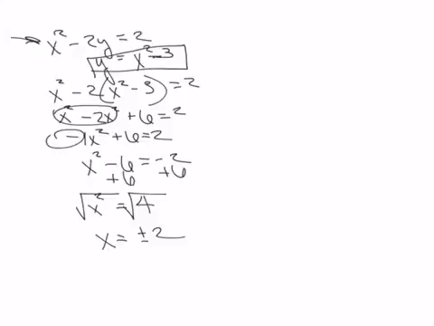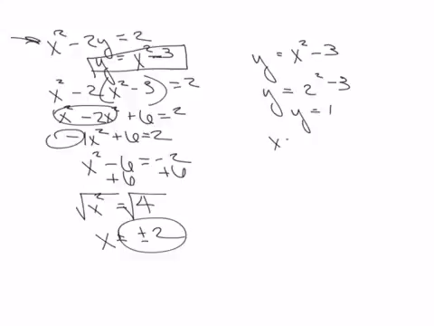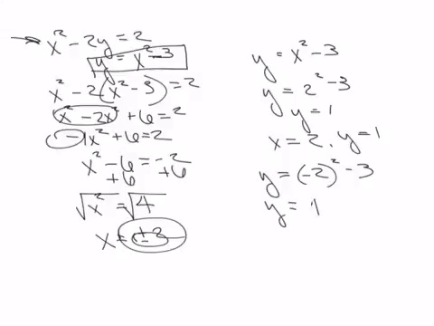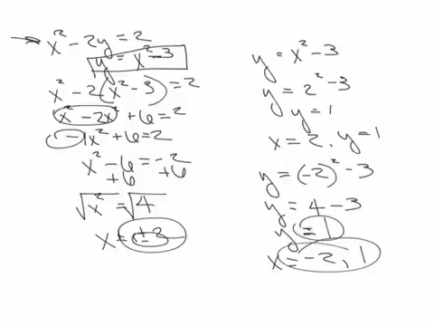Okay? So now we take this answer, the plus 2, and we put it in one of the original ones. Let's take the simplest one, that one there, and let's put a plus 2 in here for x. And y equals 1. So when x is 2, y is 1. Let's take the negative part here. So when x is negative 2, y is 1. And those are my 2 answers there for example 6.